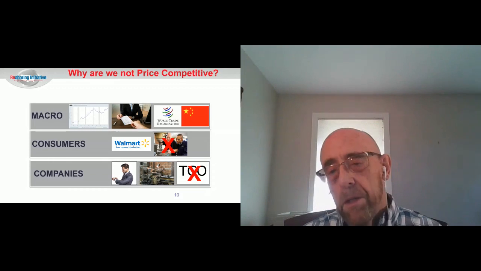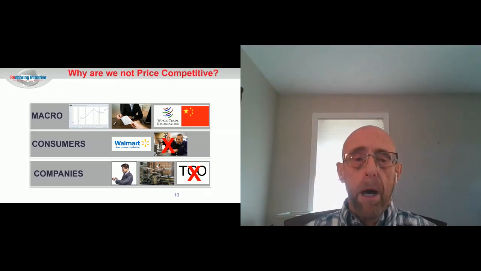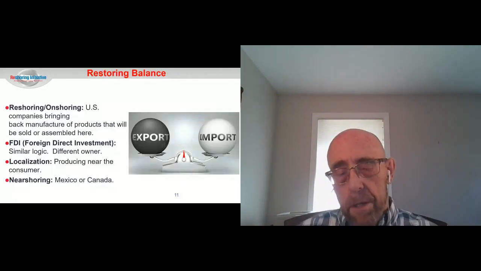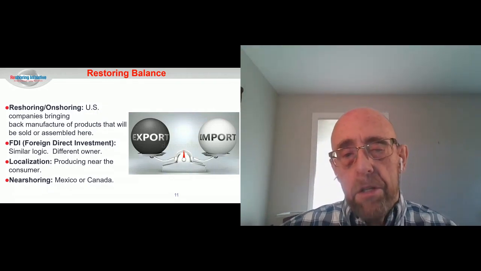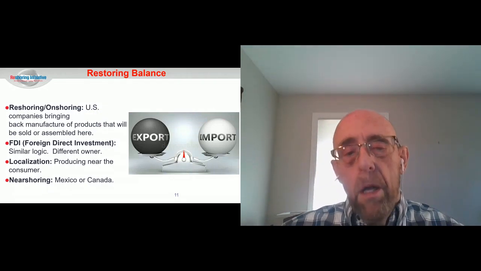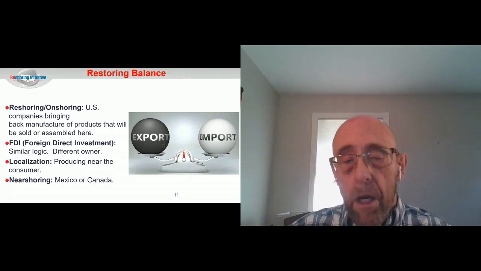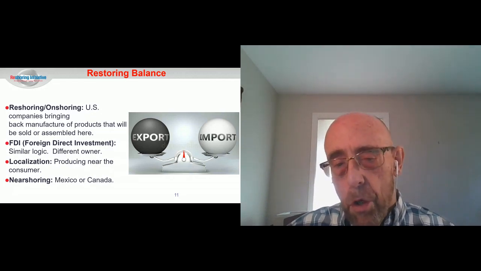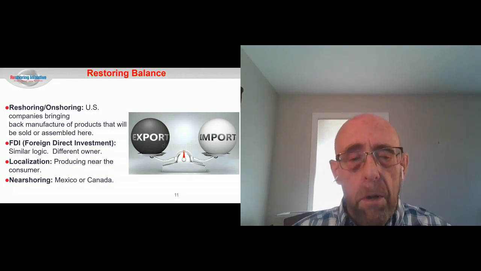But fortunately, balance inevitably gets restored a bit. So we talk about reshoring or onshoring. Two words that mean essentially the same thing. Producing once again in the U.S. products that for a while were being imported, but that will eventually be sold or assembled here. FDI, foreign direct investment. So that's when a foreign company follows the same logic and decides to produce in the U.S. Localization, same idea, producing near the consumer.